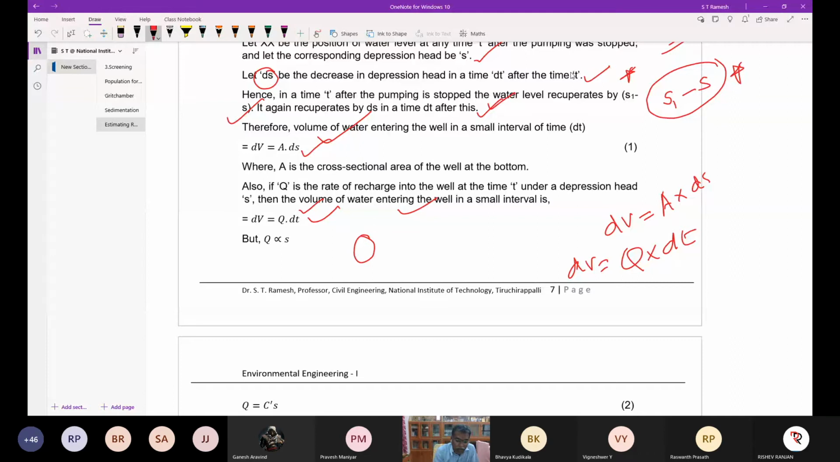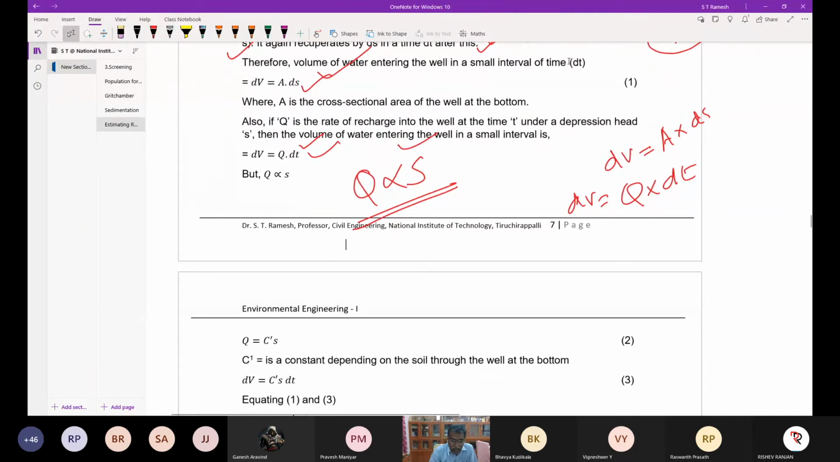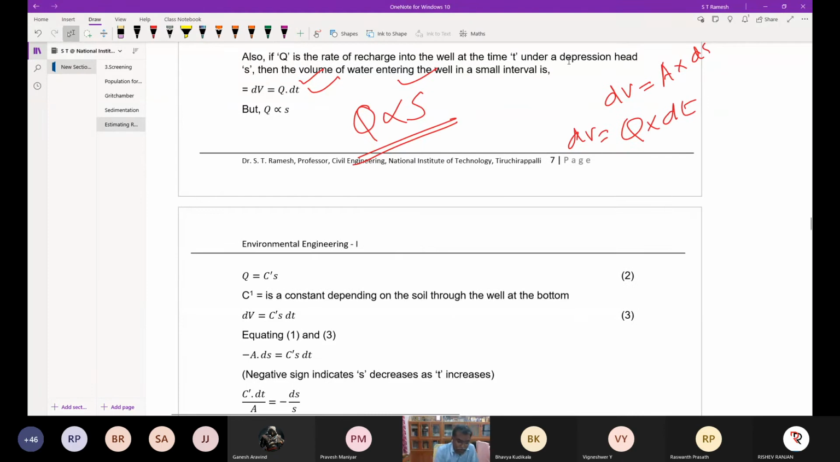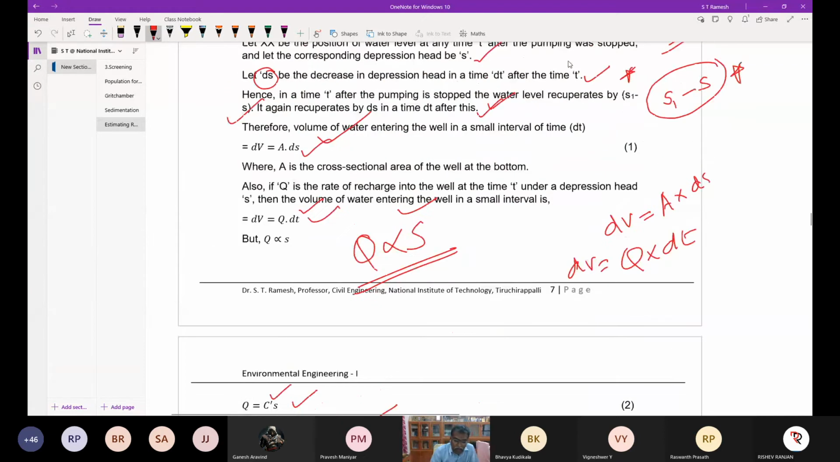We are already familiar that q is directly proportional to S. This we have also seen in the last class. Thereby q is equal to c dash S, where c dash is a constant depending upon the soil strata. Thereby dV is equal to c dash S into dt. Now this is also a dV, and equation number 1 is also a dV, so you can equate these two.